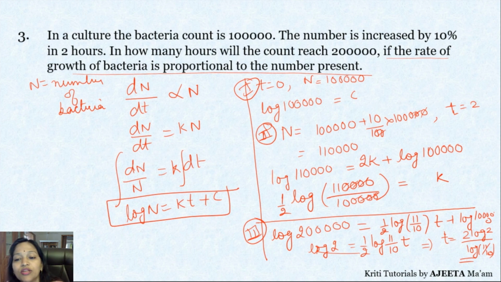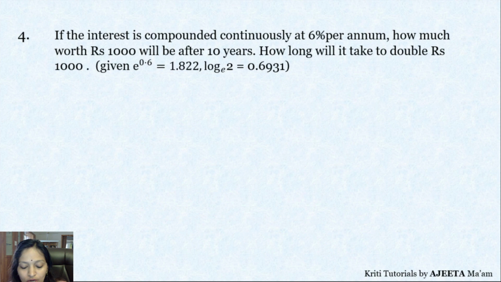Till now we were using the value of log, or we were solving without log. Now we will move to exponential form also. Here the value is given in exponents also, so we have to go according to that. Now let's frame the equation first. If the interest is compounded continuously at 6% per annum, how much will rupees 1000 be worth after 10 years? And how long will it take to double rupees 1000?